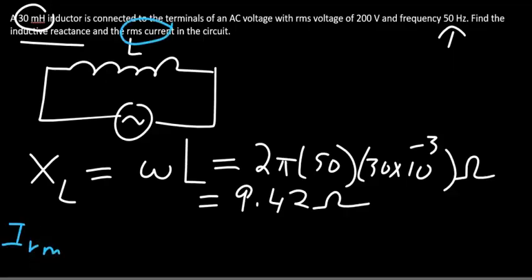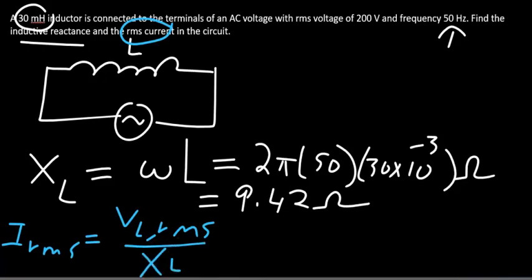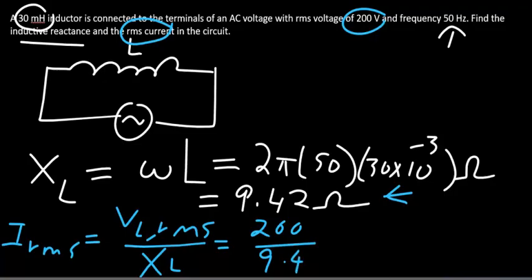Now let's calculate the RMS current. So the RMS current equals the RMS voltage across this inductor over the inductive reactance, X sub L. The RMS voltage is provided, 200 volts, and X sub L has been determined from the earlier part, 9.42 ohms, and that's going to give you an answer of 21.2 ampere. And that solves the problem.